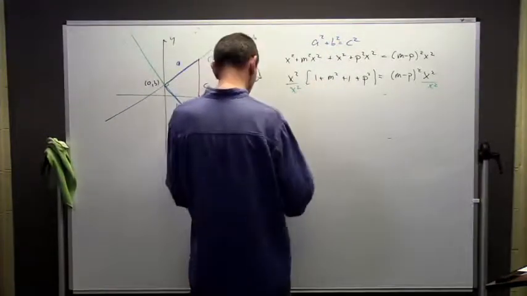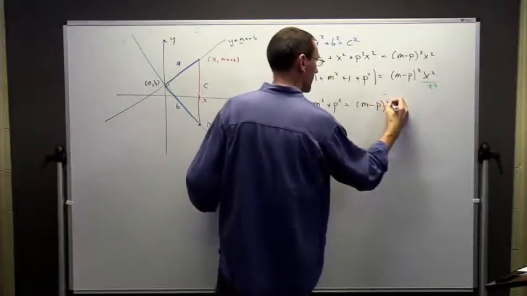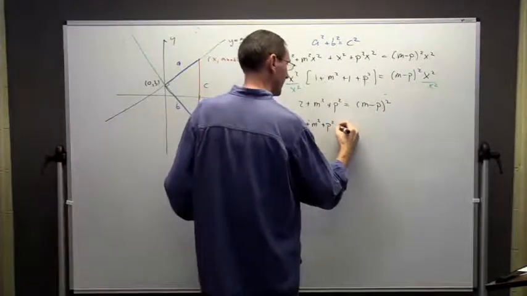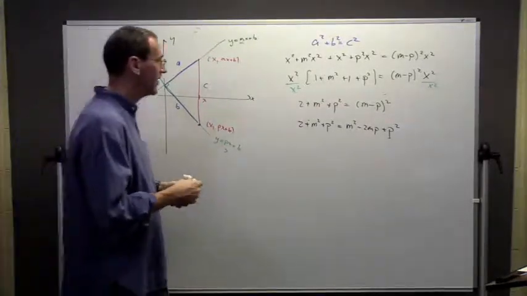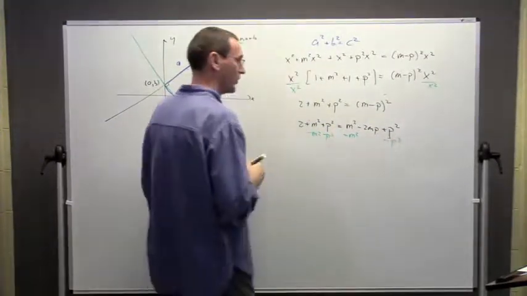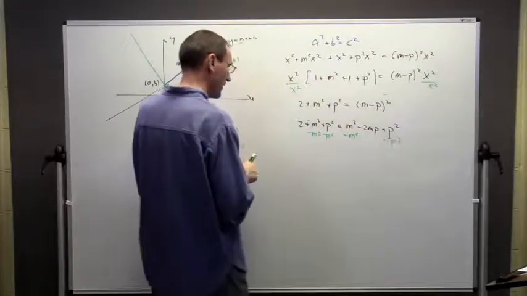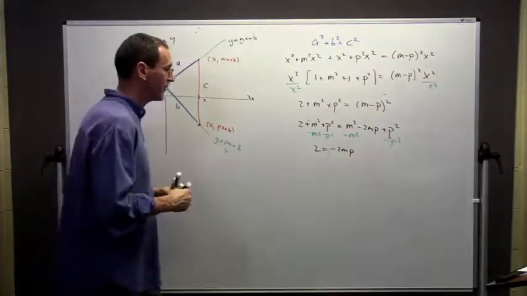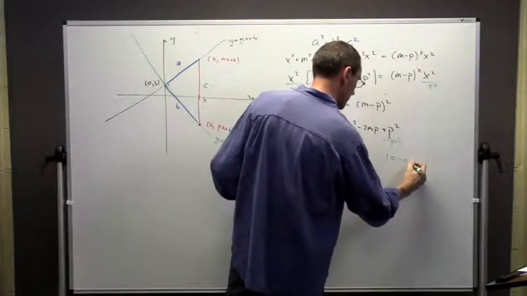And let's see, what do I have here? I've got 1 plus 1 is 2. So I have 2 plus m squared plus p squared plus m minus p quantity squared. Let's FOIL that out. m squared minus 2mp plus p squared. Okay. So I can subtract m squared from both sides and subtract p squared from both sides. And what do I get? m squared minus m squared is 0, p squared minus p squared is 0. Same thing happens there. So now I have 2 equals minus 2mp. I can divide both sides by 2. What do I get? I get 1 equals minus m times p.